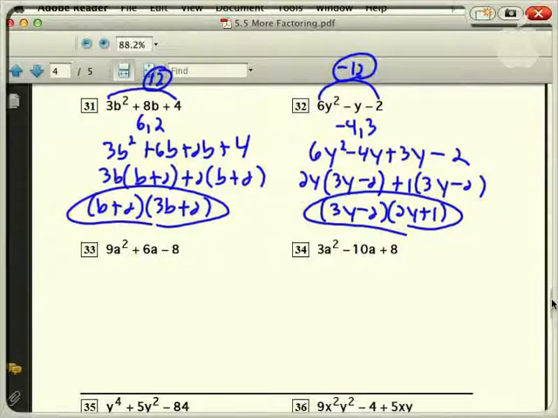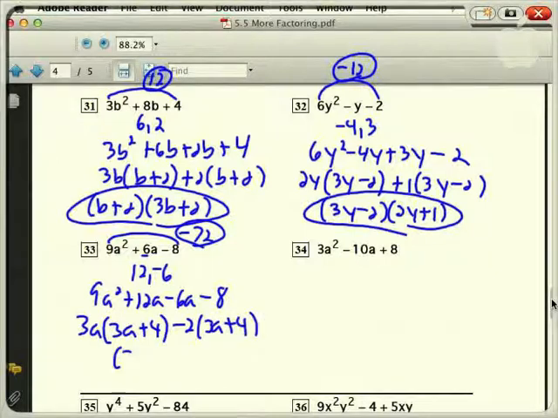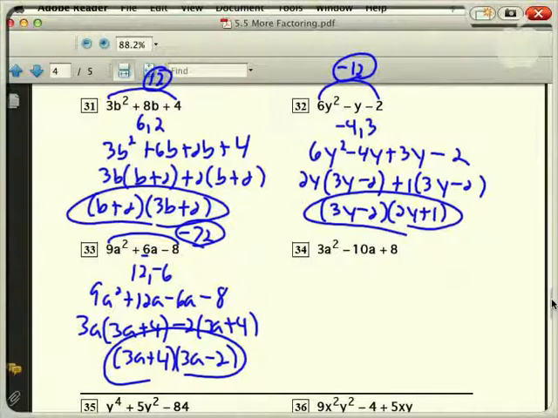Number 33. Here we get minus 72. And the numbers that work there would be 12 and minus 6. Multiply out to negative 72 and add up to 6. So 9a squared plus 12a minus 6a minus 8. Do grouping. 3a out of the first two terms. And a minus 2 out of the last two. Take out 3a plus 4. There you go.